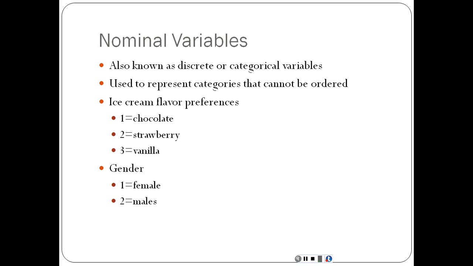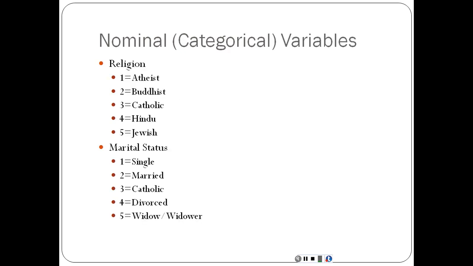Nominal variables can be used to represent categorical variables such as gender. You can maybe use 1 for female, 2 for male, or maybe for agreement. If you're saying yes or no, maybe 1 can be yes, 2 can be no. Or maybe for religion, maybe you're asking about someone's religion. 1 can be atheist, 2 Buddhist, 3 Catholic, 4 Hindu, 5 Jewish. Or maybe marital status. 1 could be single, 2 could be married, 3 could be separated, 4 can be divorced, or 5 can be widower.